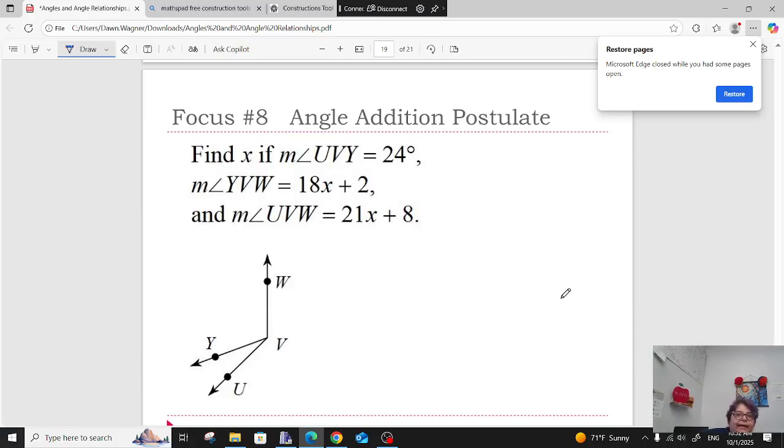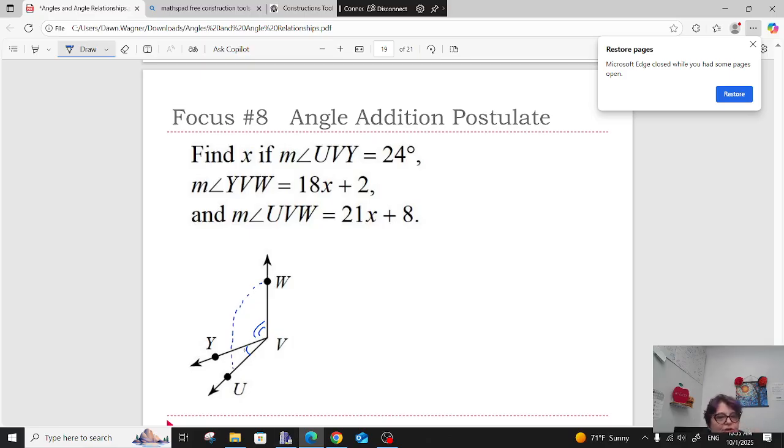This is called the angle addition postulate. Does anybody remember what postulate means from the very first day of school? A postulate is an accepted truth. I don't have to prove it. And the angle addition postulate states that if I add this angle and then I add this angle, it will equal the whole angle. Does that make sense to everybody?